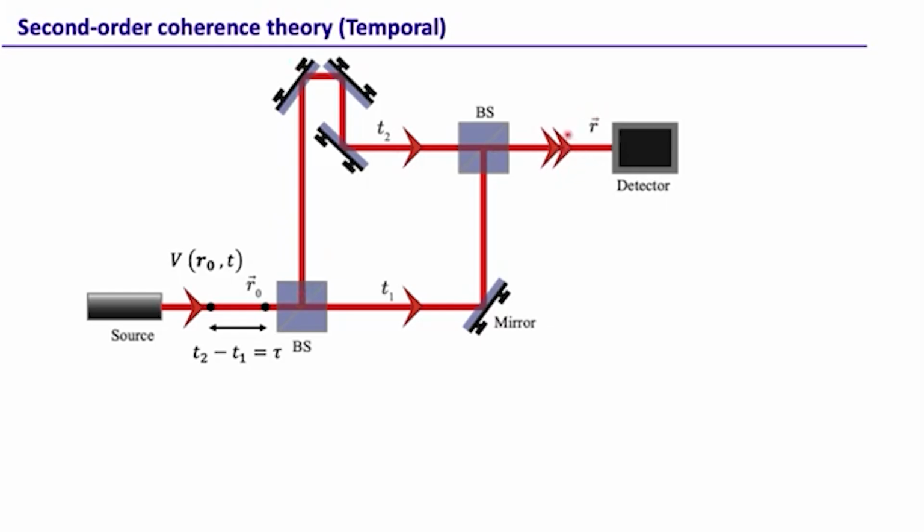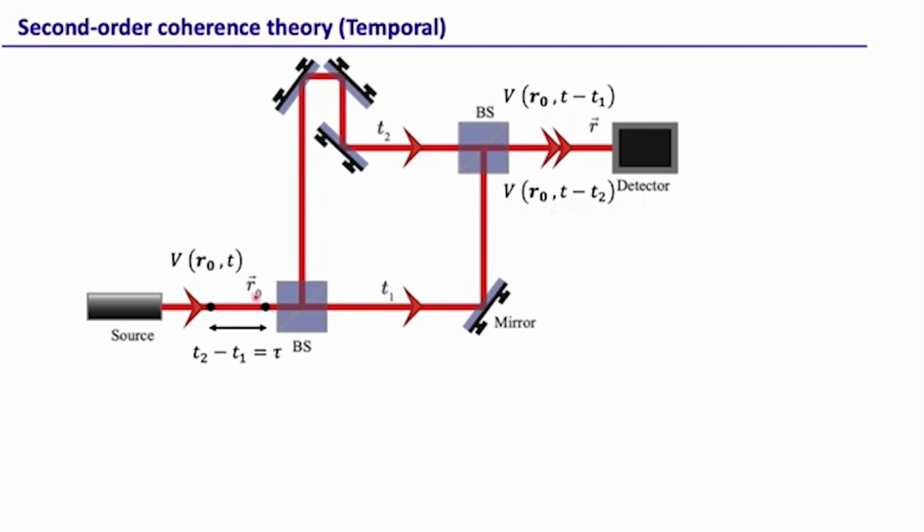So what we have over here at R, the detector location, is a field coming from this arm and a field coming from this arm. The field coming from this arm has taken, let's say, time t2, and the field coming from this arm has taken, let's say, some time t1. So what we have, okay, this should be the opposite. What we have coming from this arm is V R naught, T minus t2.